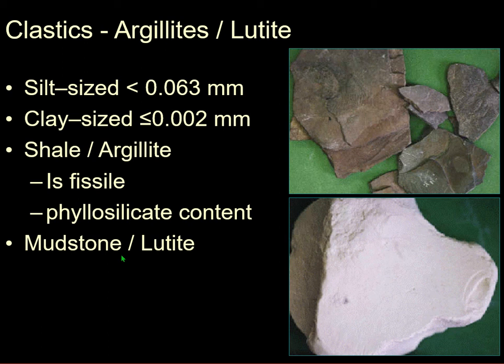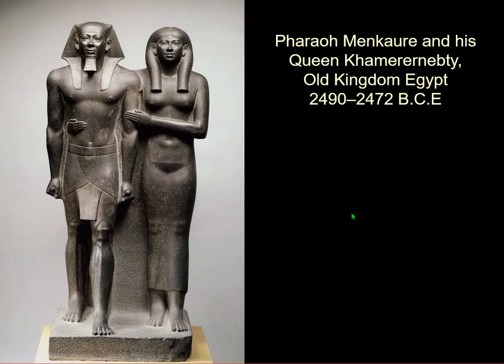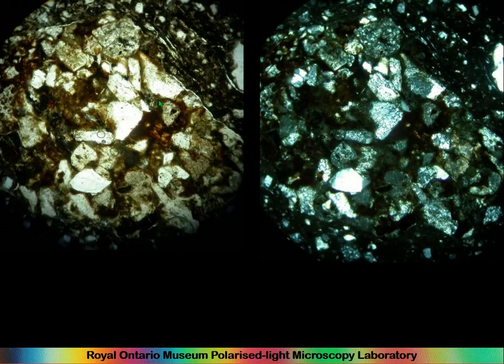Mudstones or lutites are not fissile, because they don't have all the clay minerals in it, but they have clay-sized particles, and so that's the difference between them. This may be some sort of thing like that. This is what they often call a grey wacke, but it does look kind of shaly. But we'll see. So here, now we look at some of these sedimentary rocks in thin section.